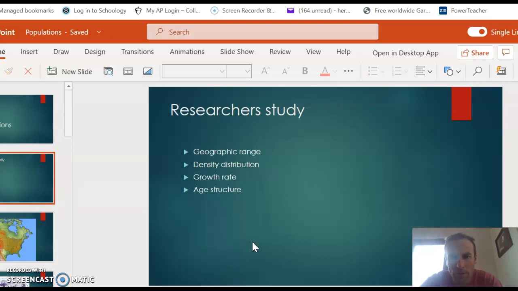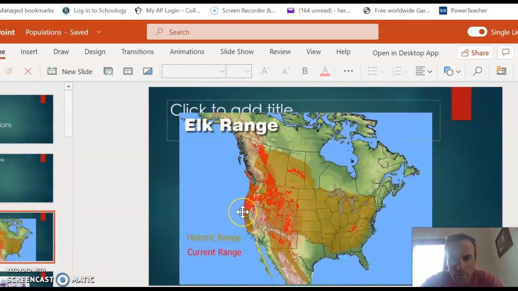First of all, we need to know where the organisms live, their geographic range. What's their historic range? What's their current range? Another thing we're going to talk about today is something called density distribution, the growth rate of the population, and the age structure.